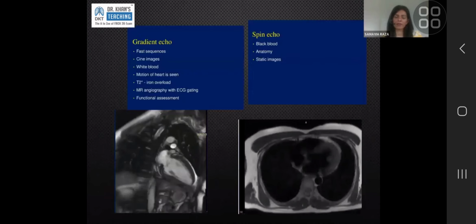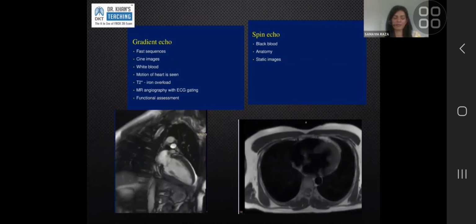Like I said, gradient echo and spin echo is the mainstay within cardiac imaging. The benefit of gradient echo is that it's faster, and how you can quickly tell them apart is that gradient echo is the white blood. The bad thing about it is you can see motion of the heart.